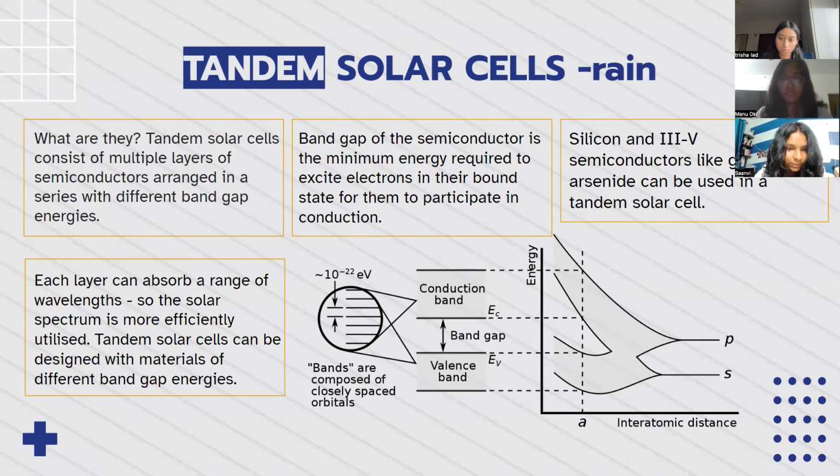Each layer can absorb a range of wavelengths so that the solar spectrum is used most efficiently. Tandem solar cells can be designed with materials of different band gap energies to maximize its efficiency. Silicon and semiconductors like gallium arsenide can also be used in a tandem solar cell.